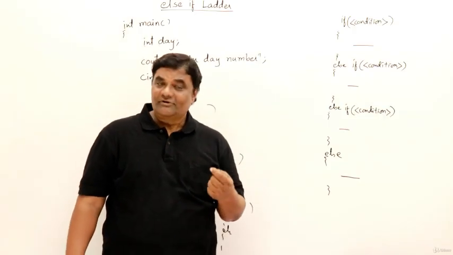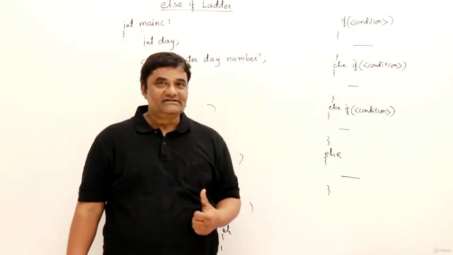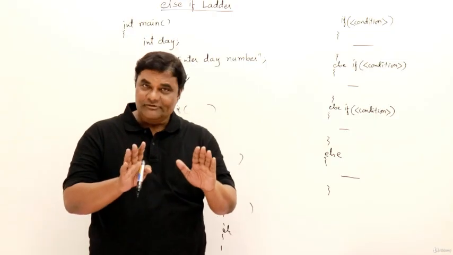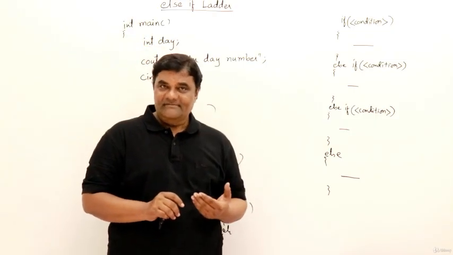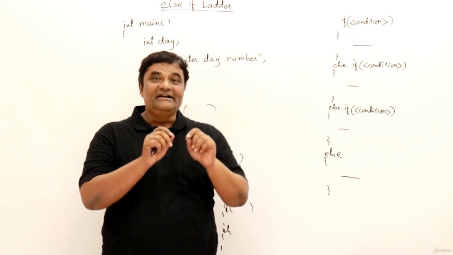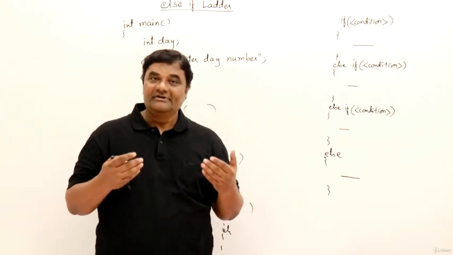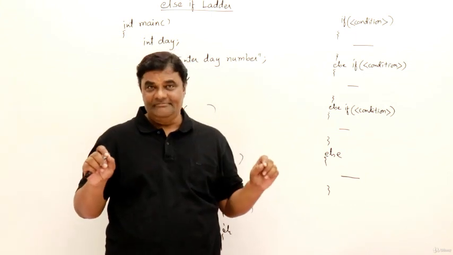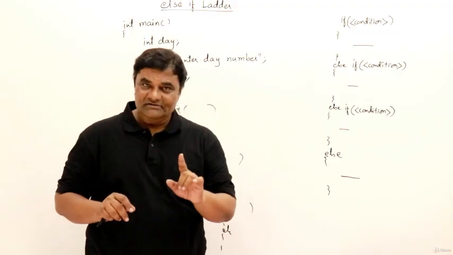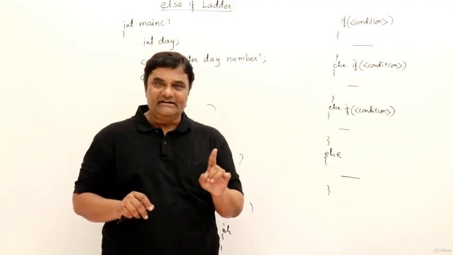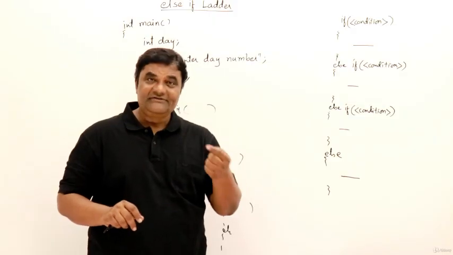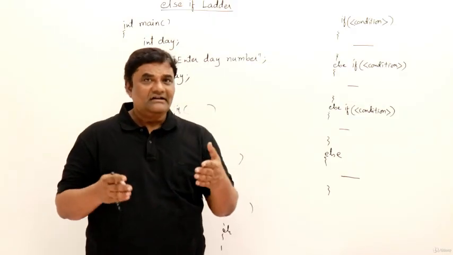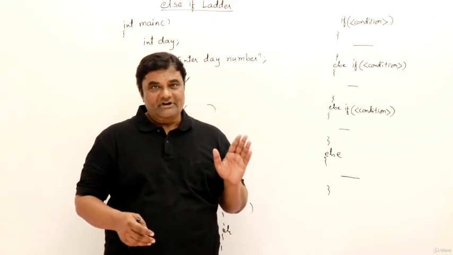Now let us write a program using this else if ladder. What is the program? The problem is we will take a day number and display the day name. If the day number is 1, we will say the first day of the week is Sunday. If it is 2, we will say Tuesday. If it is 3, we will say Wednesday. Like that, I will write in the program code.